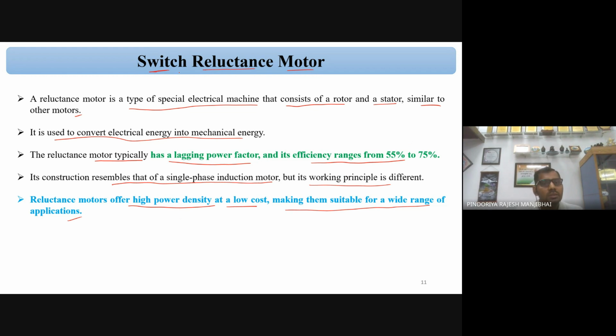Okay, so this is not a switch, the spelling is switch. Switch reluctance motor. Okay, so that is a switch reluctance motor.